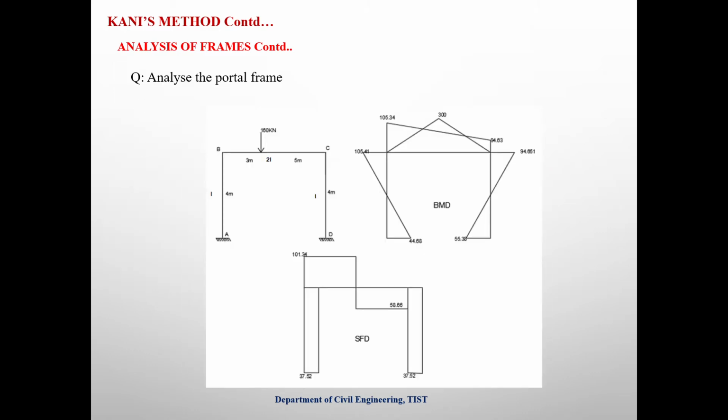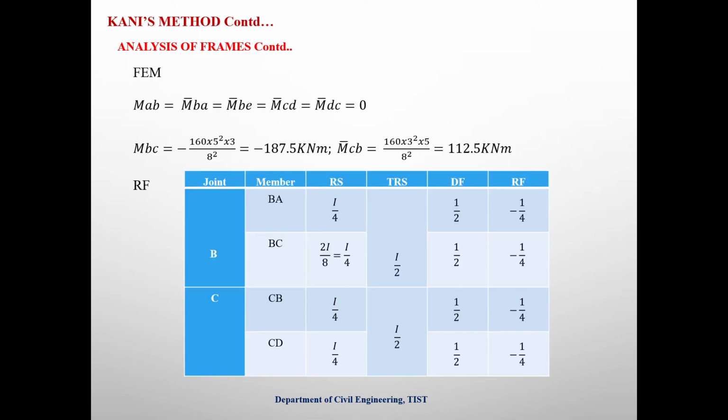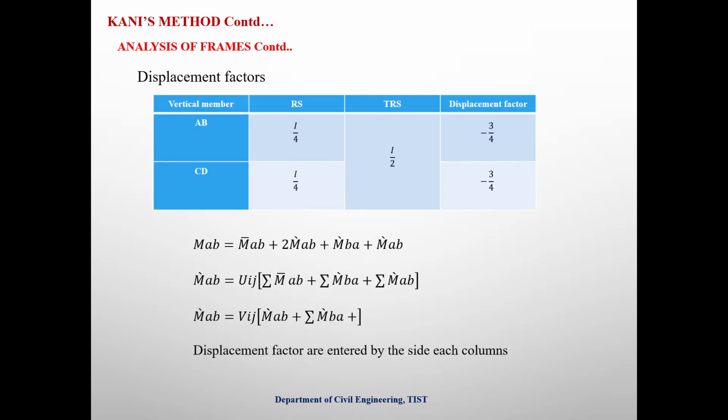Then next is sway analysis. In this frame, due to the asymmetry in loading, there is some sway. How will you do the sway analysis in the case of Kani's method? The first step, you have to find out the fixed end moments. In the second step, you have to find out the rotation factor. And the third step, you have to find out the displacement factor.